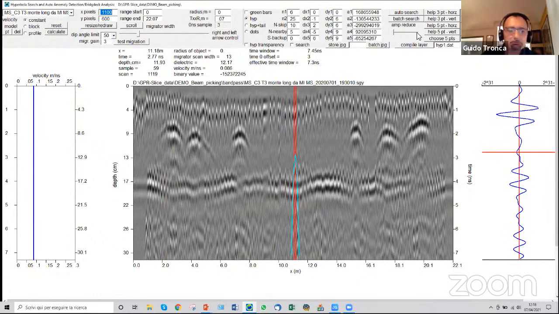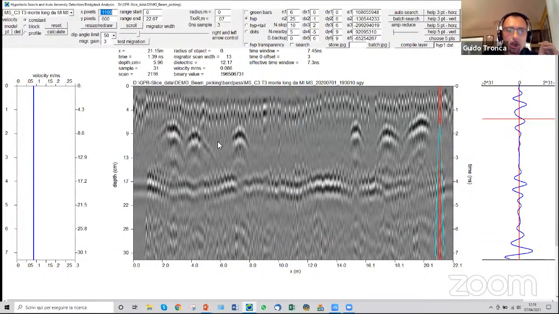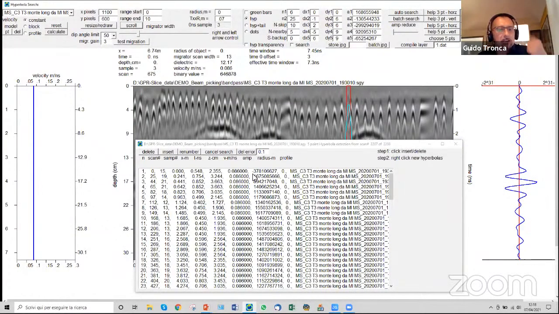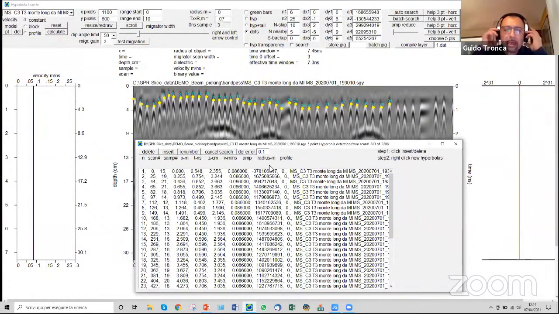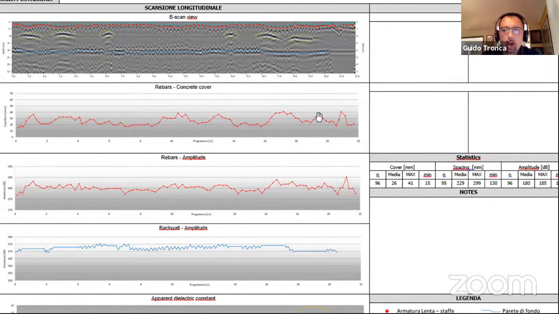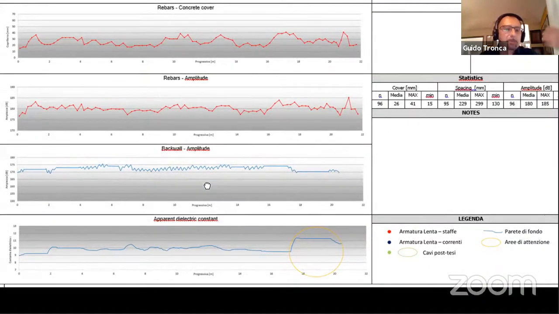The name of the game here, apart from technicalities, is quite simple. I will compile an auto detection of the rebars. Once I train my software to look for rebars, I can detect them. Nice, because I'm not doing it manually, but most important, because for every single rebar, a cover is recorded and its relative intensity is recorded. Those are the two key parameters for getting to this kind of report: cover, rebar amplitude, no large variation, back wall, that was something that was further processed.